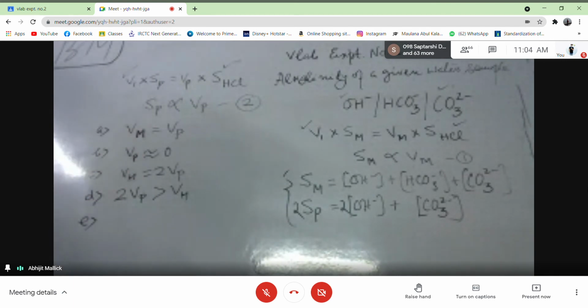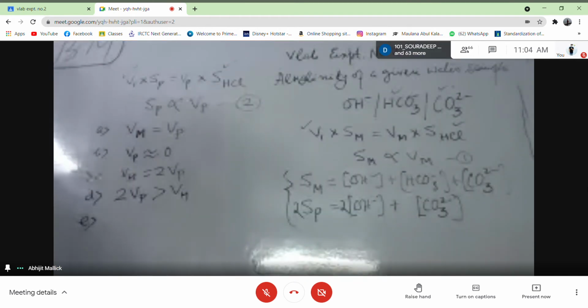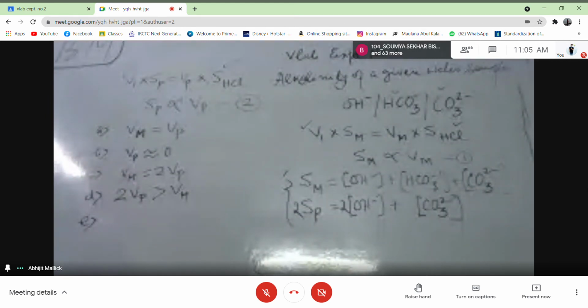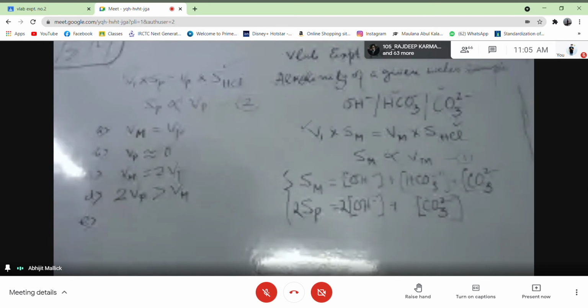Case number 5, these two are present, carbonate and bicarbonate. OH minus is 0. Then what is the relation between 2SP and SM? OH minus is 0. What is the relation between 2SP and SM? Say, 2SP greater than SM, sir? Huh? I mean SM will be greater, sorry. SM is greater, SM greater than 2SP.